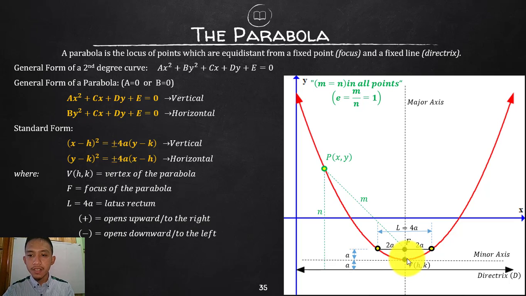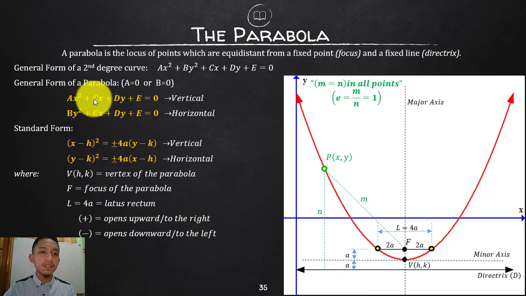Okay, the vertex. If the parabola is opening downward, that is the highest point. Since this is upward, this is the lowest point. If it is opening to the left, that is the rightmost part. But if it is opening to the right, that is your leftmost part. Okay, you can just figure that out. That is your vertex. So that will happen if it is vertical.